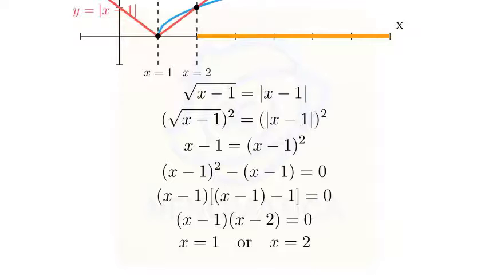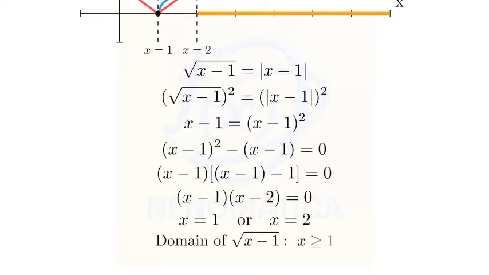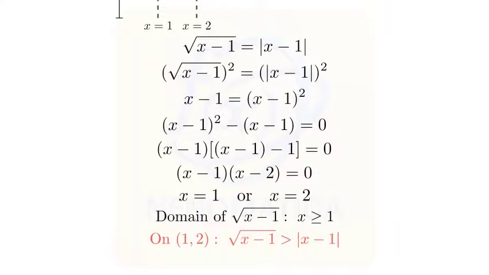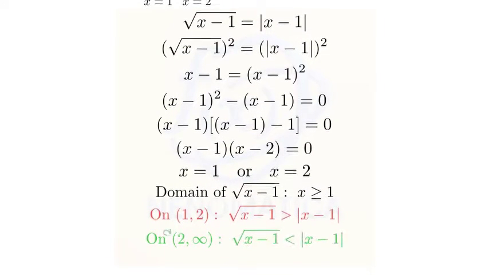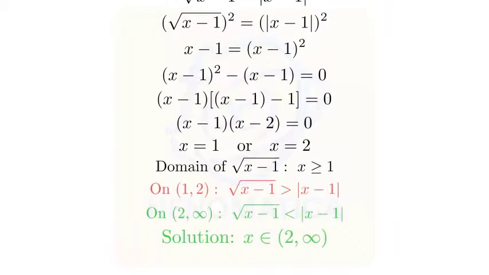Move everything to one side to factor. That gives the product of x minus 1 and x minus 2 equals 0. So the two solutions are x equals 1 and x equals 2. Because the square root is defined only for x greater than or equal to 1, we check two intervals, from 1 to 2 and from 2 to infinity.